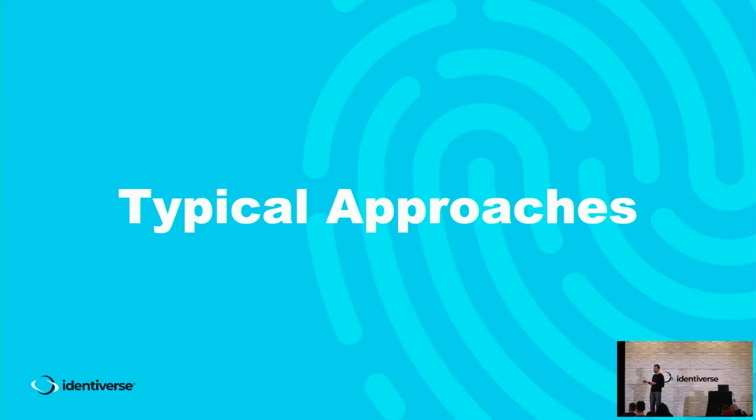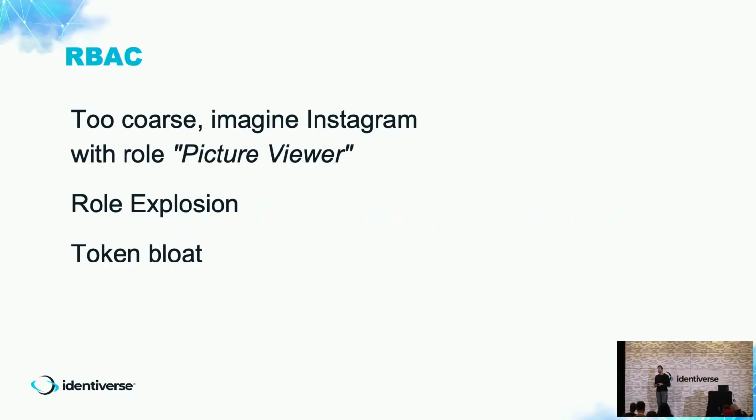So how do we typically start? What are the typical approaches to authorization? Well, the most common one is RBAC, or role-based access control. What a user can do depends on what their role is. This is very common, standard, and the thing here is that RBAC typically is 1 role per application, right? Or a few roles per application.